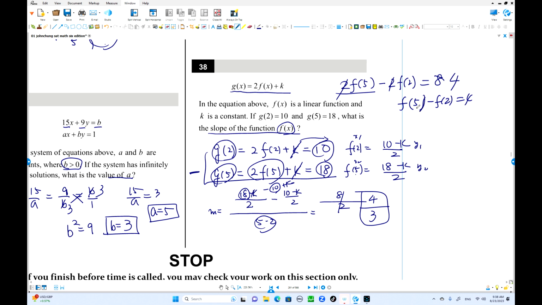To find the slope of this function f, the bottom is 5 minus 2, right? That is 3, isn't it? That's the slope of f of x. From here, you can find the slope, right? 4 over 3 is the answer. You can use either of these methods, okay?